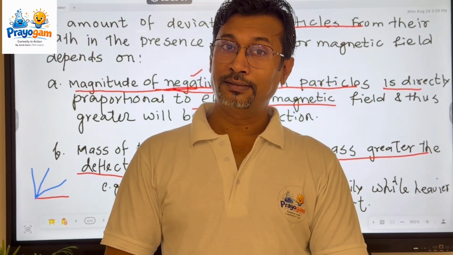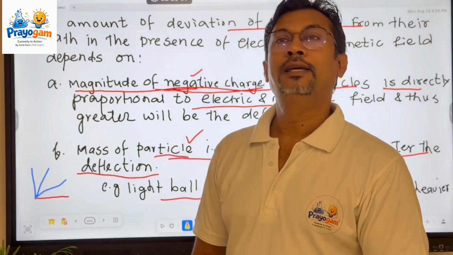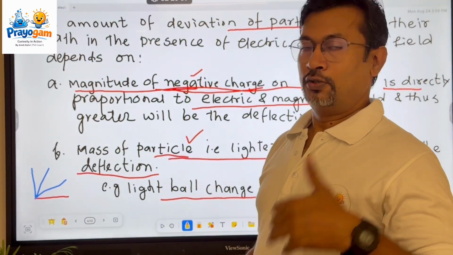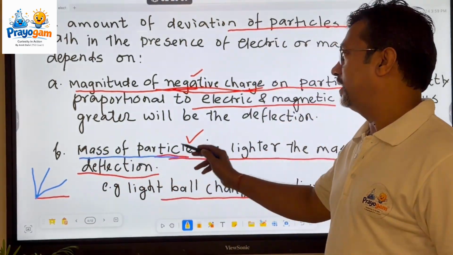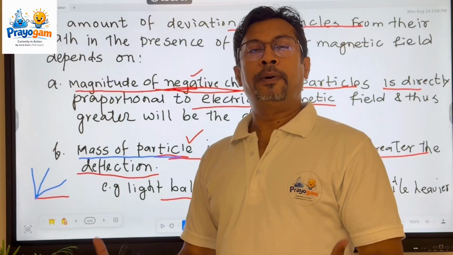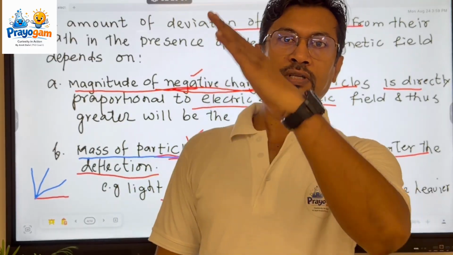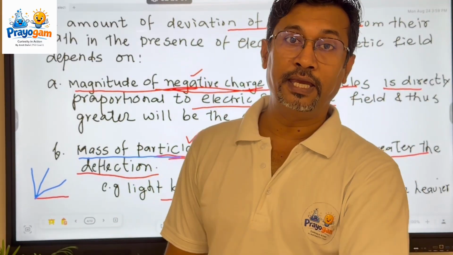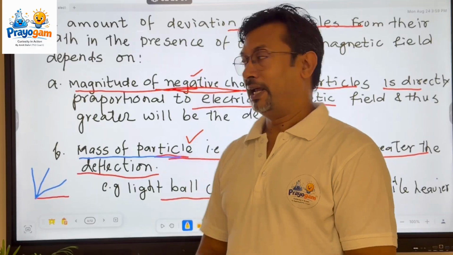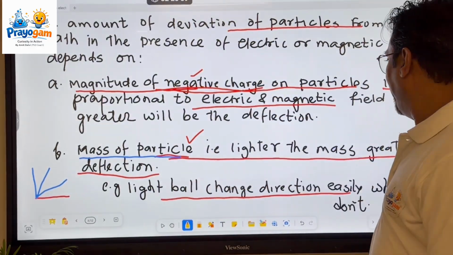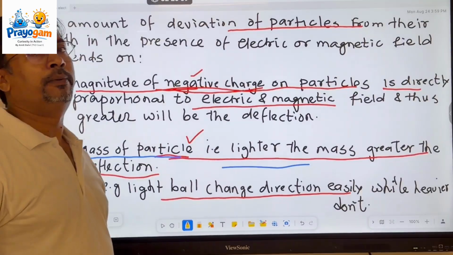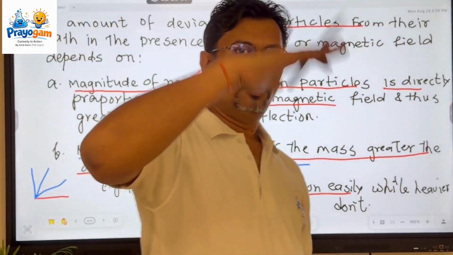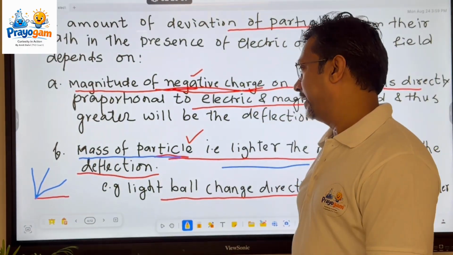So answer is yes, you're right. So answer is cycle, right? So bicycle जल्दी पहुंचेगा क्यों? Because of its mass. Same thing will happen over here. Mass of particle जितना कम रहेगा उतना deviation will be more. Right? So mass of the particle lighter the mass, greater the deflection. जितना lighter रहेगा उतना ज़्यादा वो deflect करेगा.